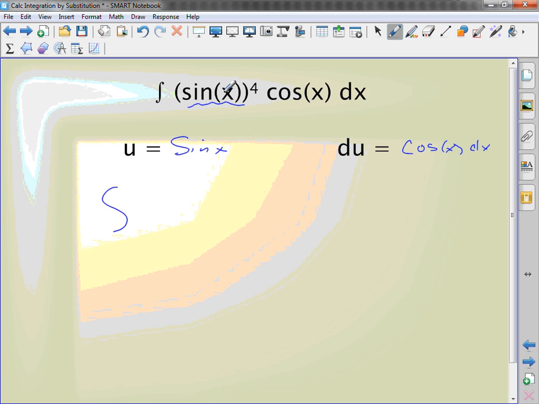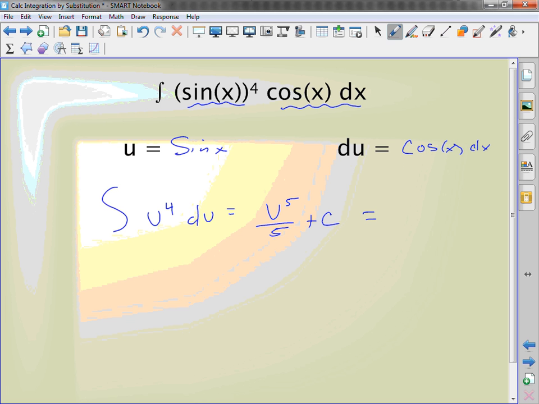U replaces this. So I have u to the 4th. Du means cosine of x dx. That's what this is over here. So du. Take the antiderivative: u to the 5th over 5 plus c.